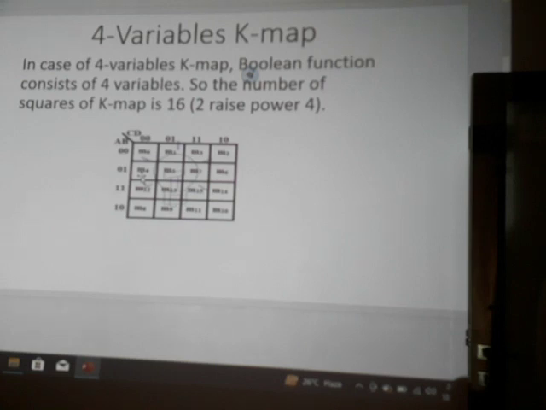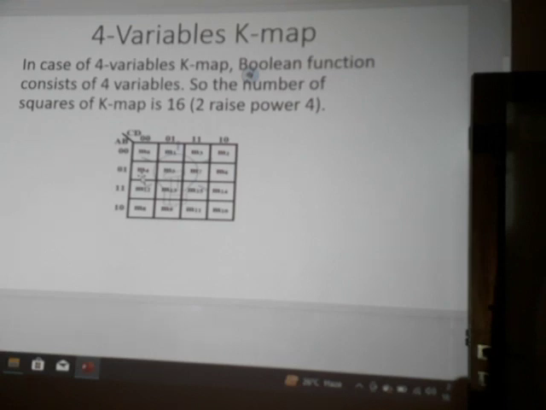Now we are going to discuss four variable K map. In case of four variable K map, the Boolean function has total four variables. So in this way, the number of squares of the K map will be 2 raised to the power 4, which is equal to 16. Now in the figure, we have drawn K map having 16 squares.